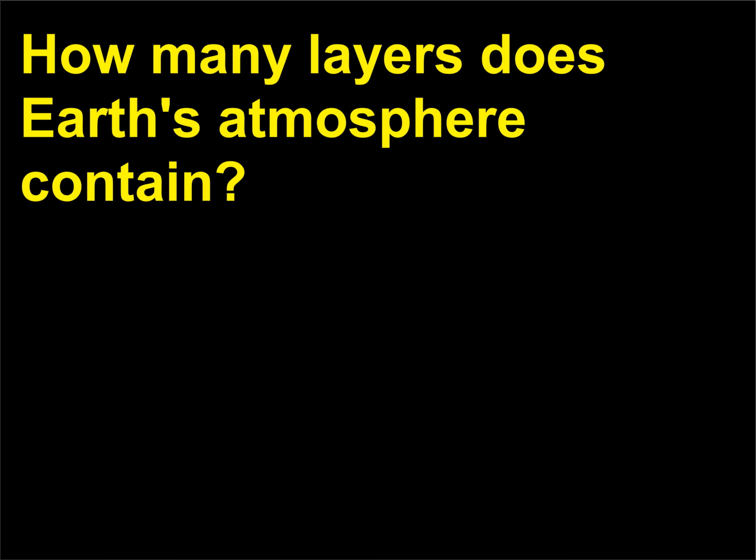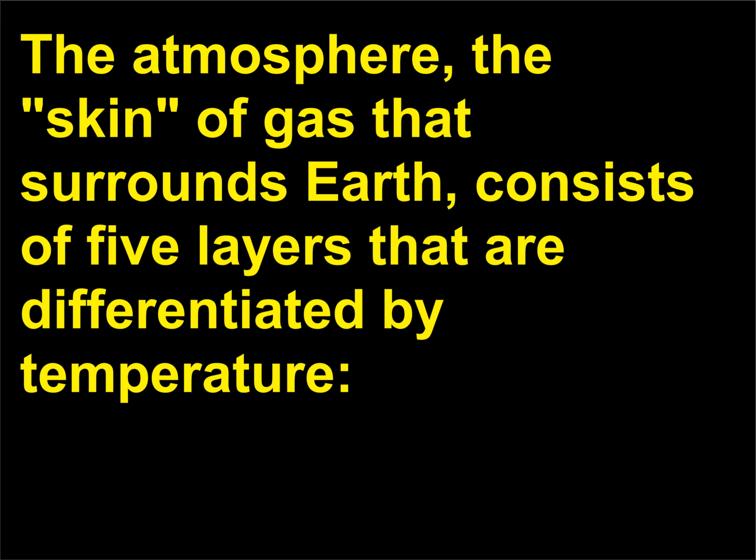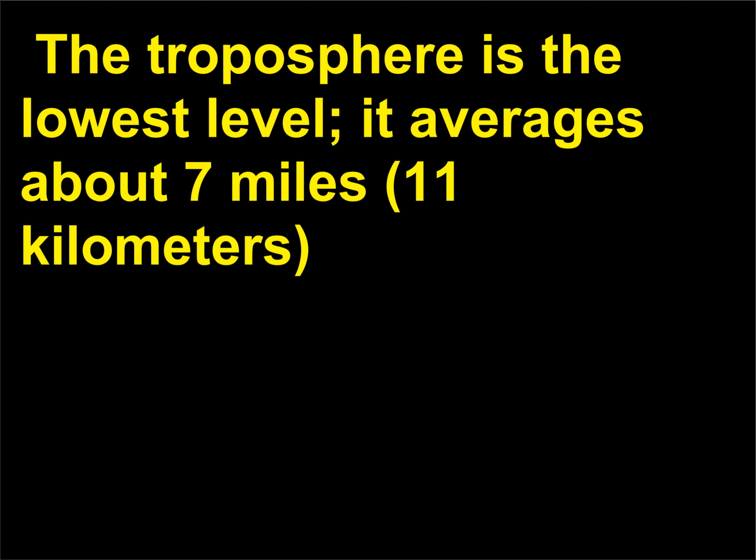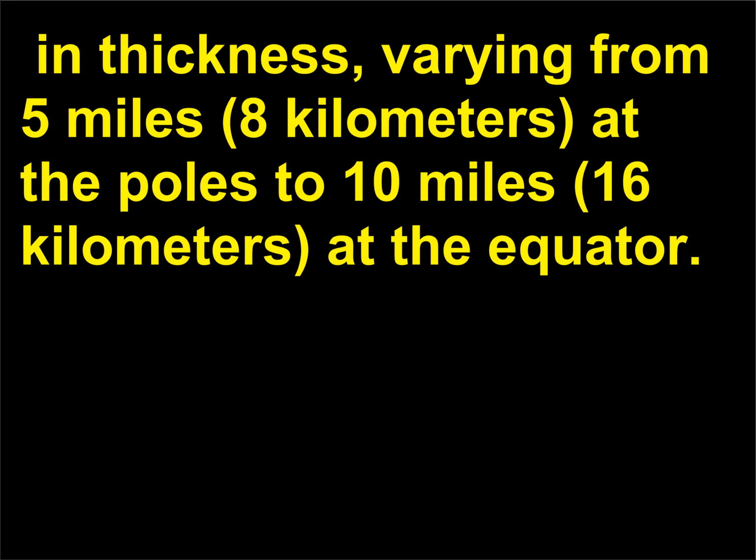How many layers does Earth's atmosphere contain? The atmosphere, the skin of gas that surrounds Earth, consists of 5 layers that are differentiated by temperature. The troposphere is the lowest level. It averages about 7 miles, 11 kilometers, in thickness, varying from 5 miles, 8 kilometers, at the poles to 10 miles, 16 kilometers, at the equator.